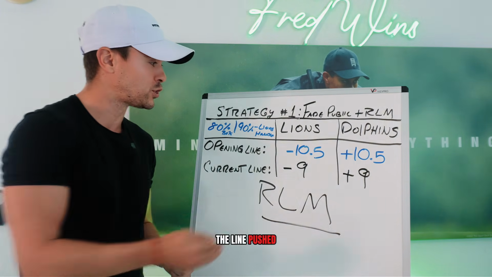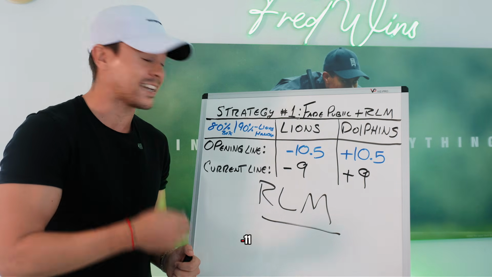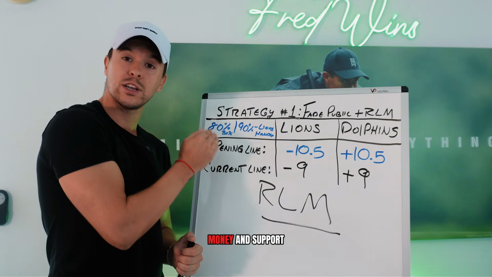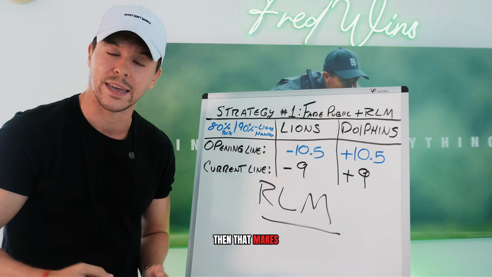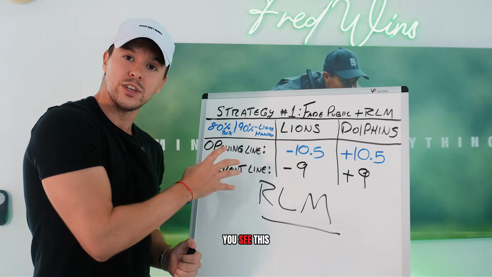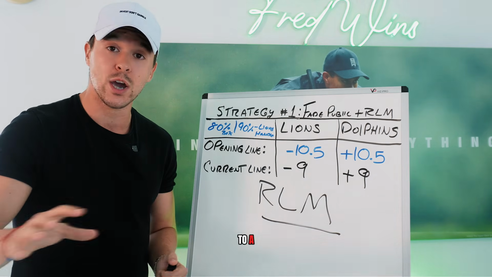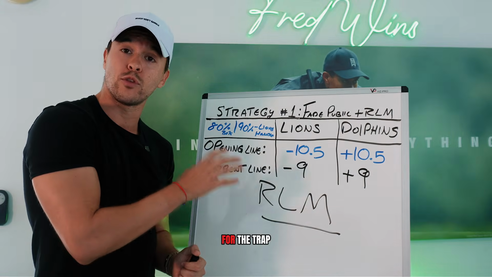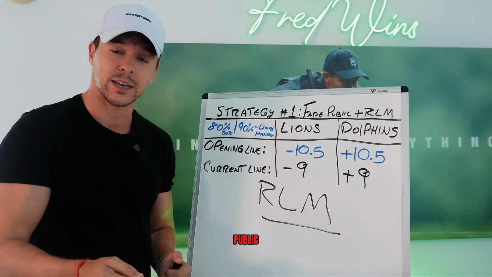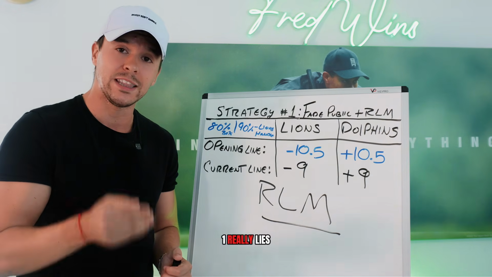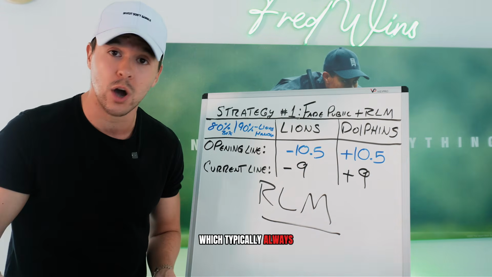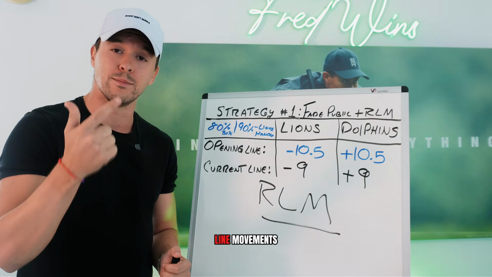Now again, if the line pushed to minus 12, minus 11, and it pushed up because the money and support was going to the Lions, then that makes sense. But whenever you see this, it is very important for you to, A, avoid the game, or don't fall for the trap and fade the public. So strategy number 1 really lies in fading the public, which typically always loses, and reverse line movements.